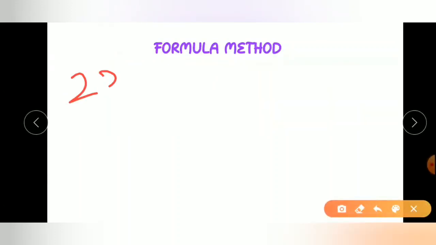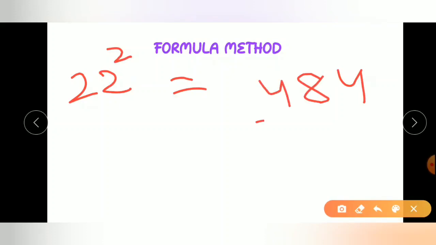Next one is the square of 22. Square of 2 is 4, no carry over. By multiplying 2, 2 and 2, it becomes 8, no carry over. Square of 2 is 4. This is the answer, 484.